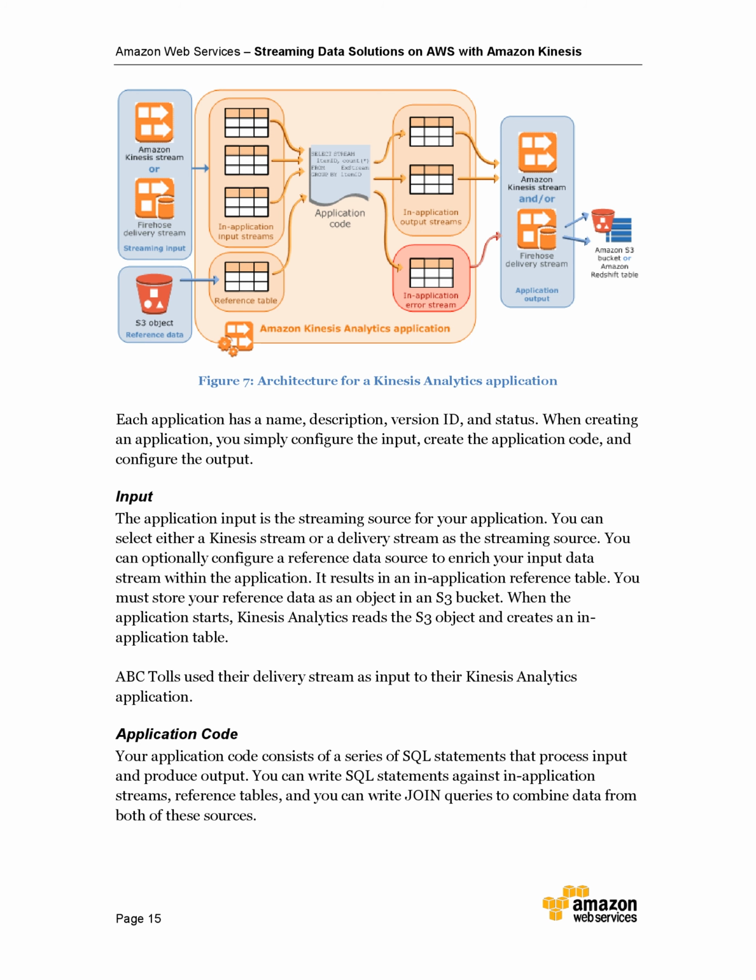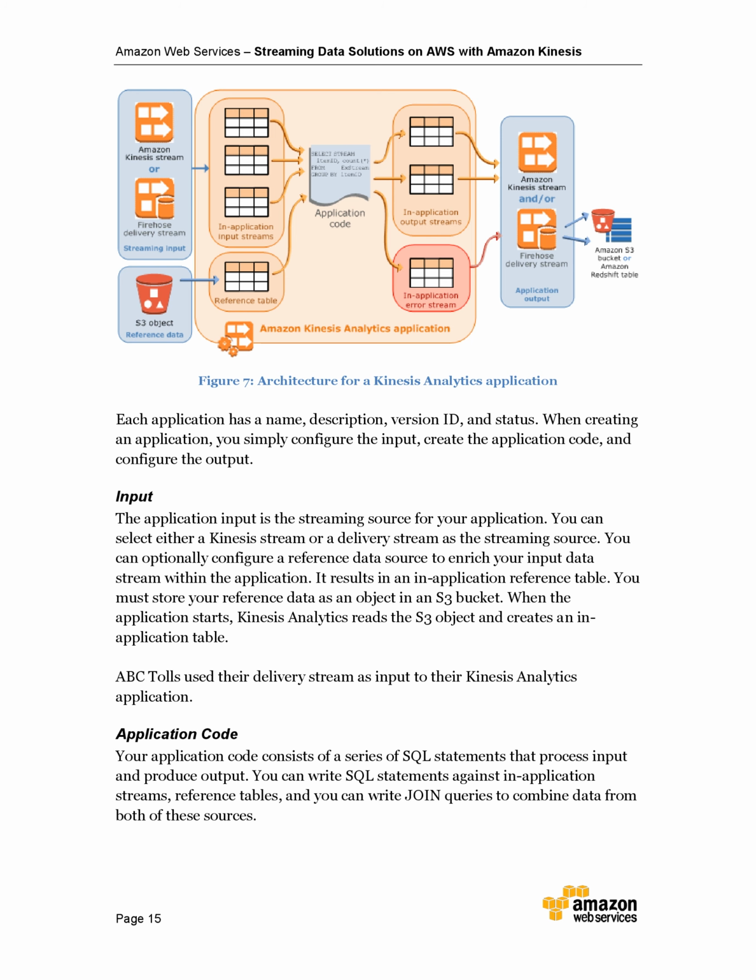Input: the application input is the streaming source for your application. You can select either a Kinesis stream or a delivery stream as the streaming source. You can optionally configure a reference data source to enrich your input data stream within the application. It results in an application reference table. You must store your reference data as an object in an S3 bucket. When the application starts, Kinesis Analytics reads the S3 object and creates an application table. ABC Tools use their delivery stream as input to their Kinesis Analytics application.